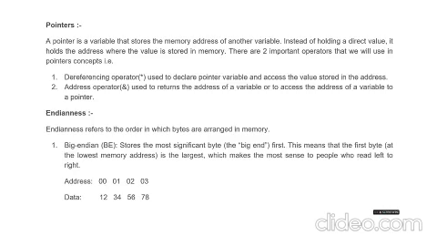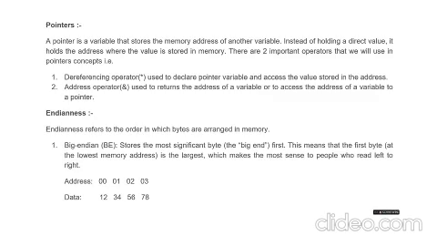Pointers. A pointer is a variable that stores the memory address of another variable. Instead of holding a direct value, it holds the address of where the value is stored in memory. The two important operators in pointers are the dereferencing operator and the address operator. The dereferencing operator is used to access the value. The address operator is used to get the address of a variable to assign to a pointer.